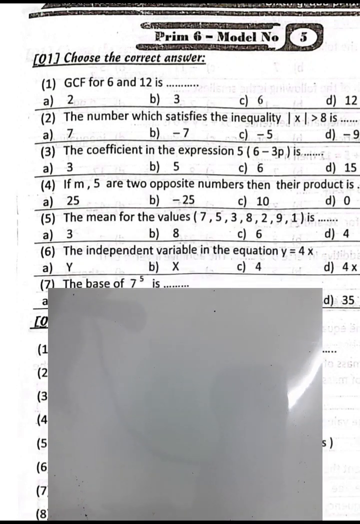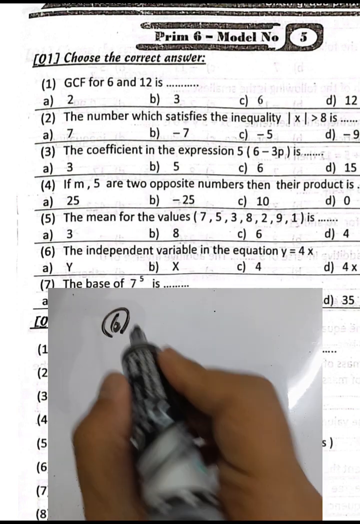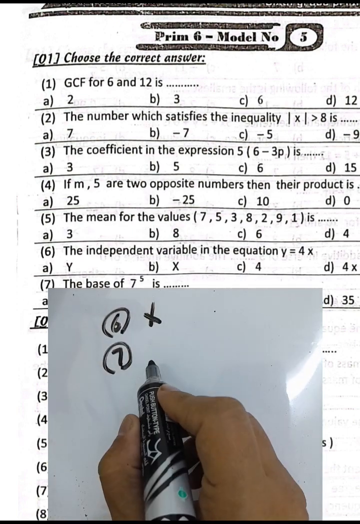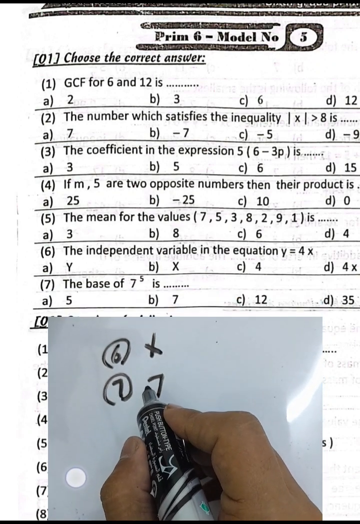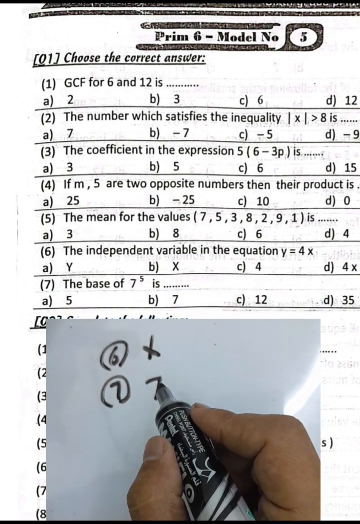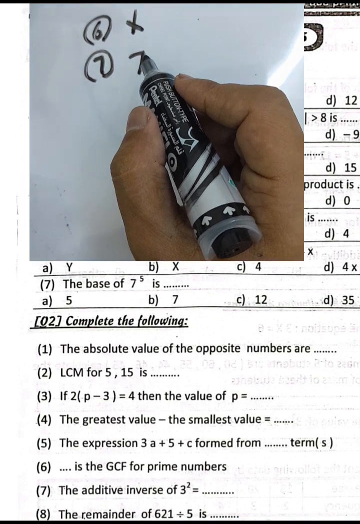Number 6. The independent variable in this equation, y equals 4x, the independent variable will be x. Question 7, the base of 7 power 5 will be 7. 7 is the base, and 5 is the exponent. Look at question number 2.